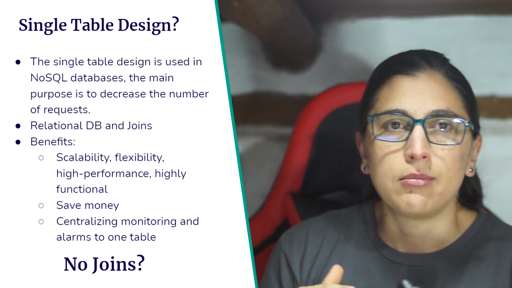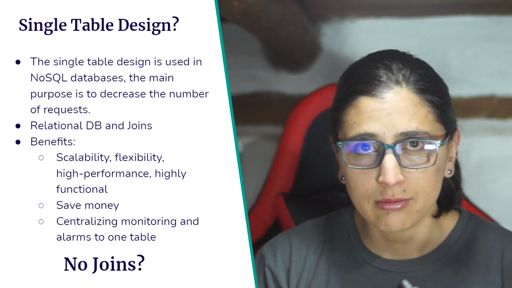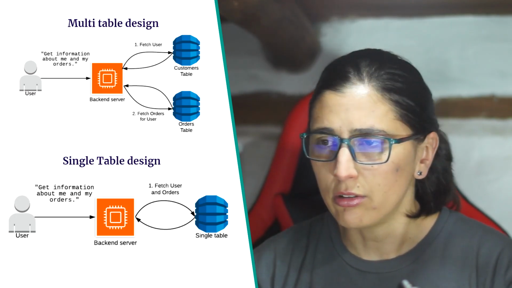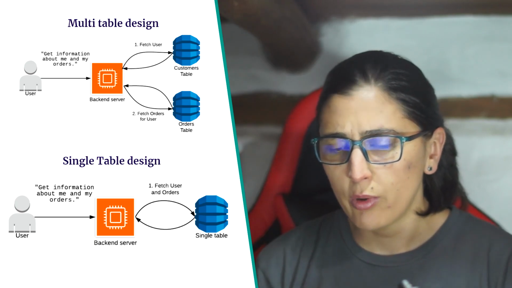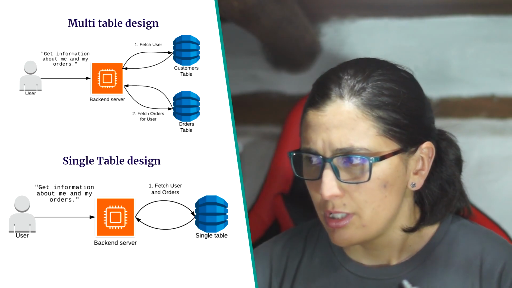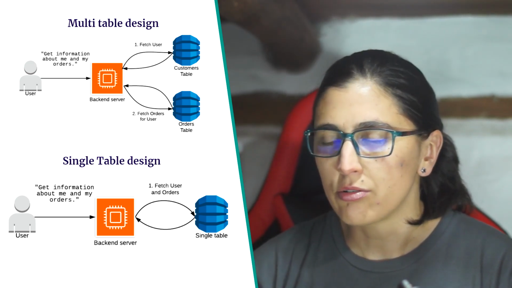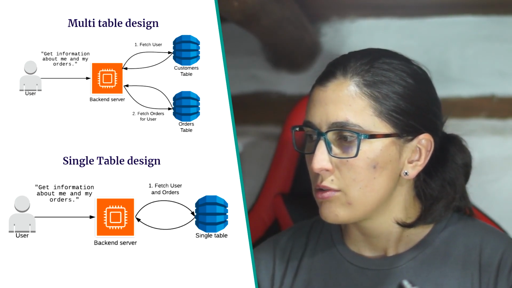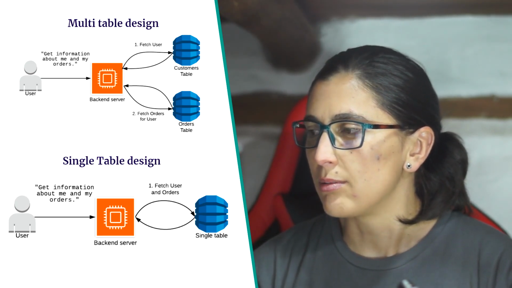We can use the exact same relational database model in a NoSQL database. You can create many tables with all the entities, with all the relations, and nothing stops you. But what happens? Let me show you this graphic. Let's say that the user is trying to get the information about their orders. It goes to the server, and the server has to go to one table to fetch the user, then return, then go to the orders table, return the orders, and go back to the server, and then go to the user.